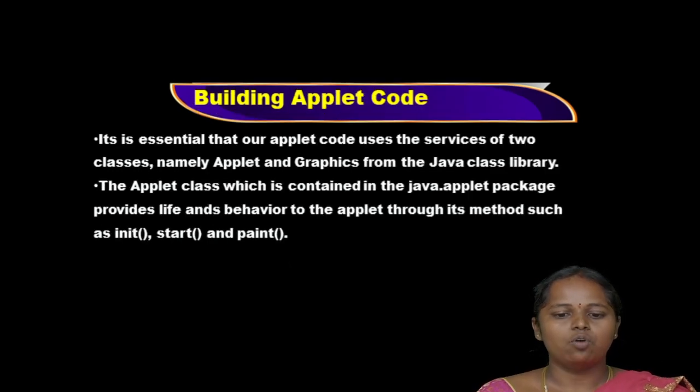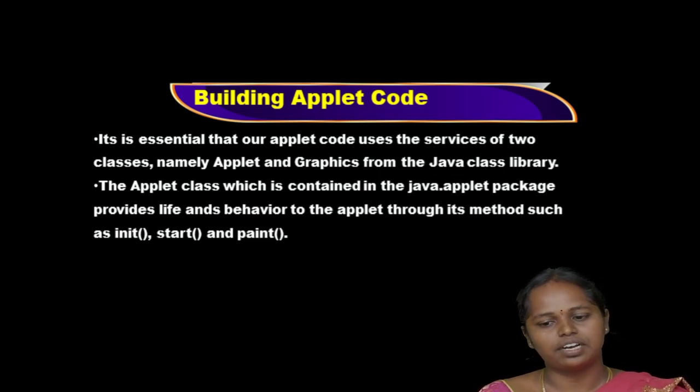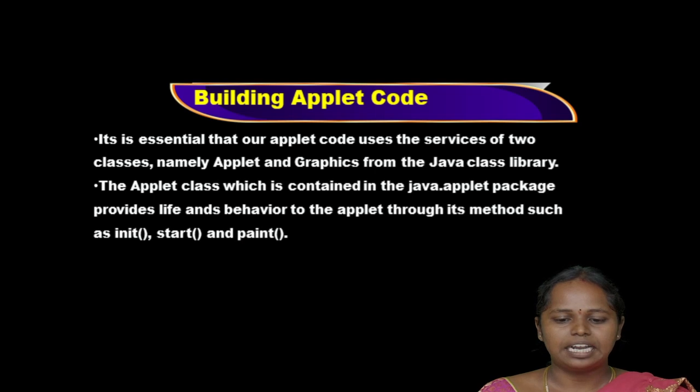So and then how to build the applet code. It is essential that our applet code uses the services of two classes, namely Applet and Graphics from the Java class library. The Applet class, which is contained in the java.applet package, provides the life and behavior to the applet through its methods such as init, start, and paint. This is the life cycle of an applet.